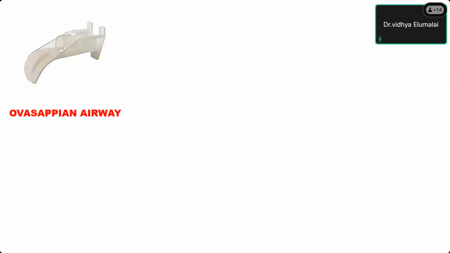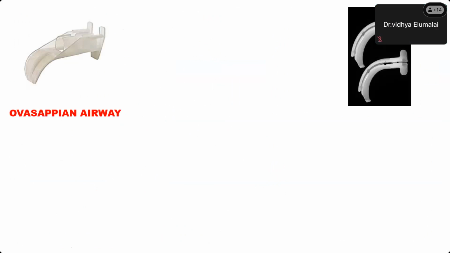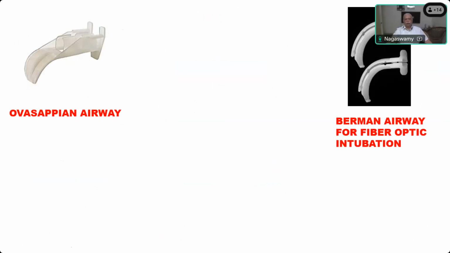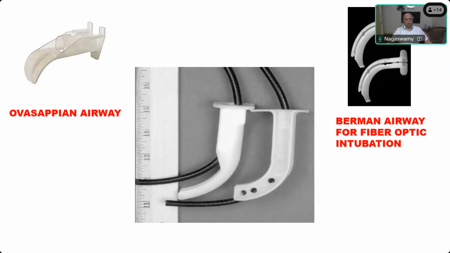I have given the name also for those who could not identify. Where is this used? This is the Ovassapian airway, for fiber optic. Very good. It's also called the Berman airway, used for fiber optic intubation, and this is how these two airways are used. You can introduce the fiber optic scope after putting this airway in the oropharynx. You can introduce the scope through that.